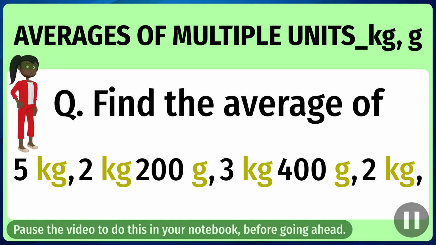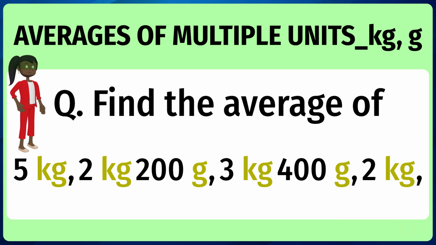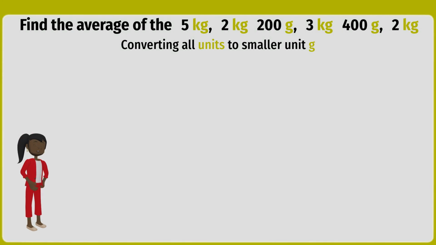Find the average of 5 kilograms, 2 kilograms 200 grams, 3 kilograms 400 grams, and 2 kilograms. If there are multiple units, before finding the average, you must convert all units to a single unit. It is more convenient to change all units to the smallest unit. Here, we shall convert all kilograms and grams to the smaller unit, grams.